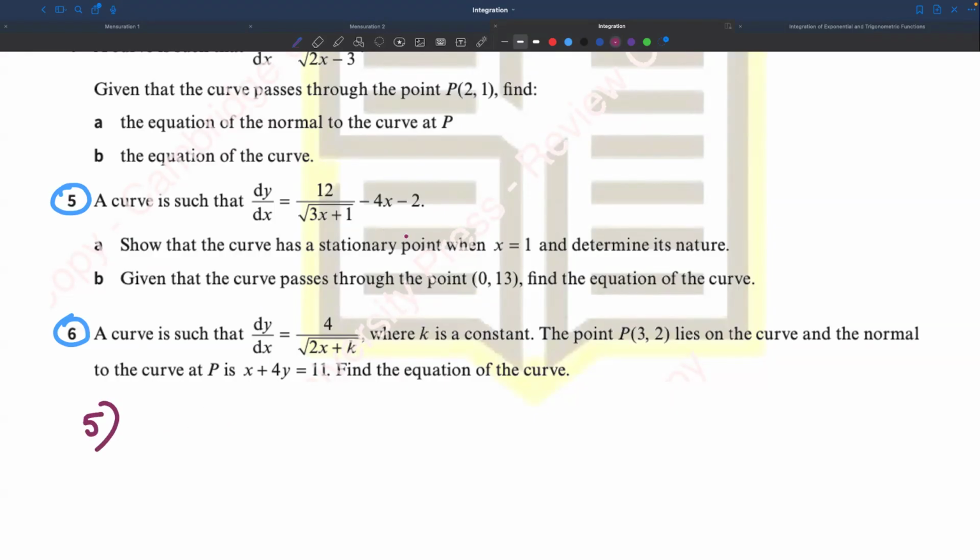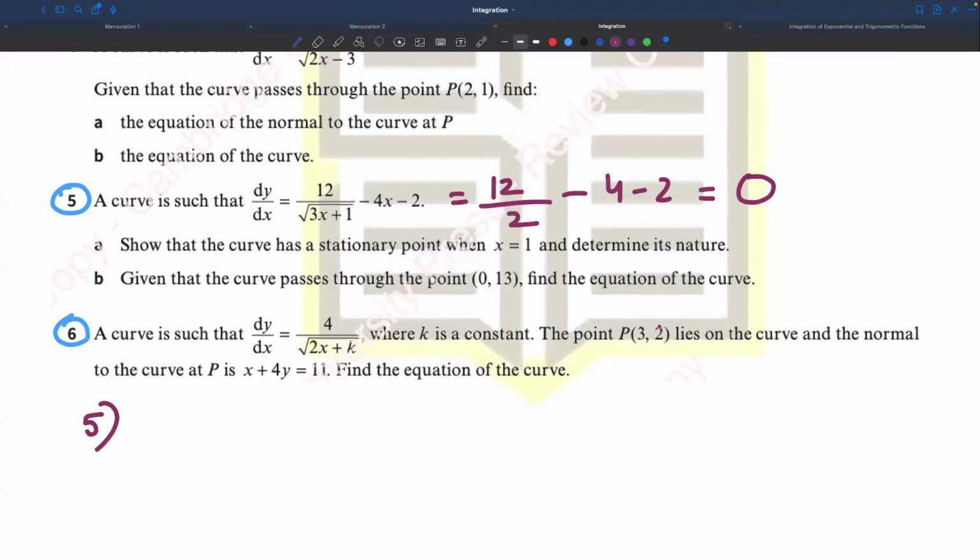Look, show that the curve has a stationary point when x is equals to 1. So I put 1 in place of x, 6 minus 6 gives 0, dy by dx is 0, meaning stationary point. Correct. To determine the nature, we will differentiate again. I'm not going to do that.